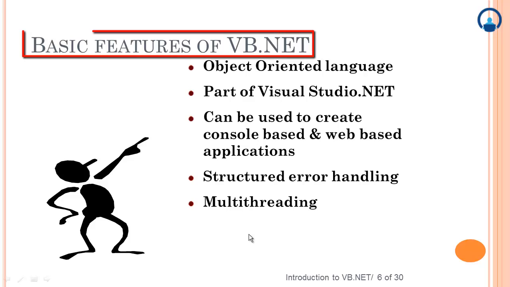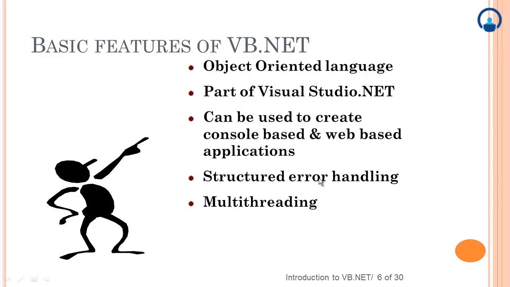We'll see some basic features of VB.NET. First is object-oriented language, which means VB.NET allows developers to make use of object-oriented features like classes, interface, inheritance, and polymorphism. It's a part of Visual Studio.NET. It can be used to create a console-based application, web-based application, or even Windows-based application.